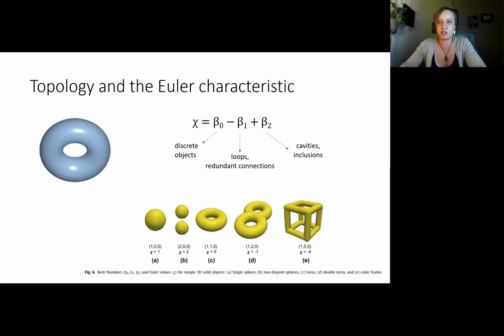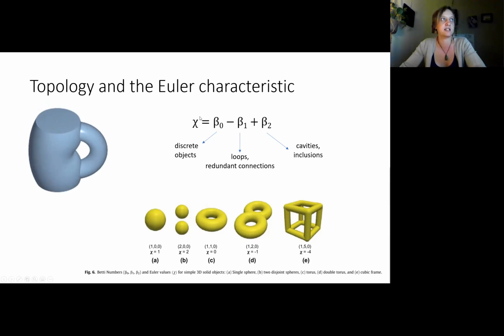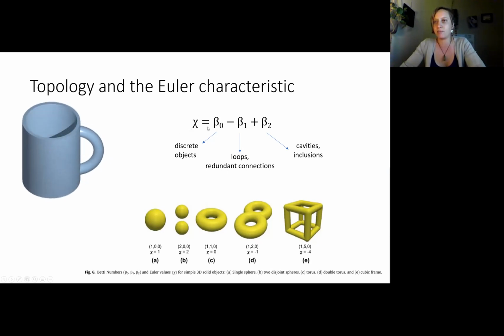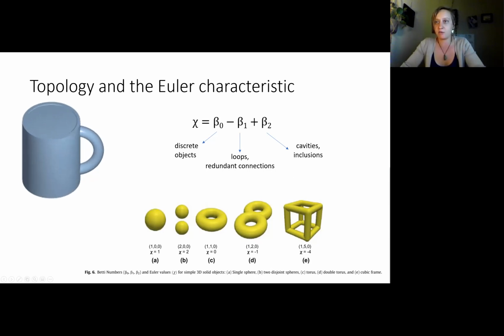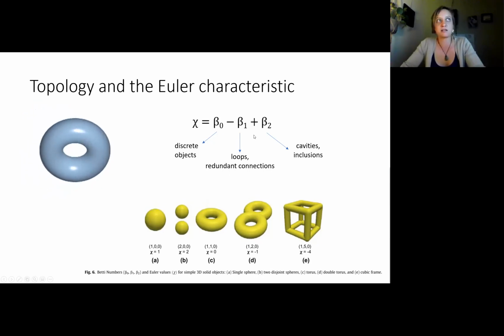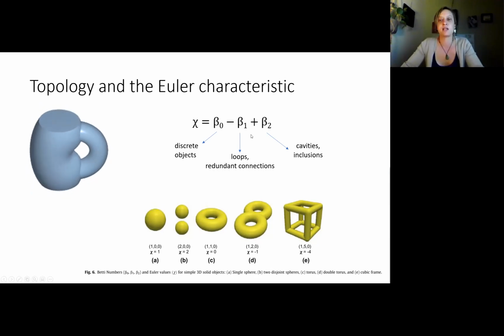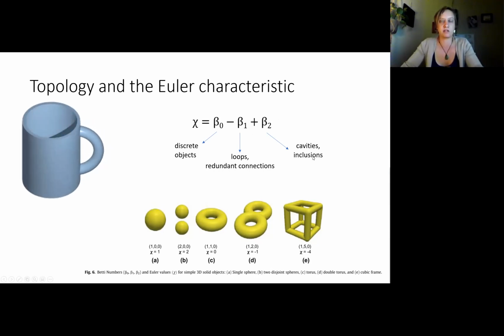Values that are commonly measured include the Euler characteristic. Can you see my pointer on the slide? Okay, so the Euler characteristic is indicated by chi, and the Betti numbers. There are 3 Betti numbers that we're interested in, in 3 dimensions. So Betti 0 is the number of discrete objects. Betti 1 is the number of loops or redundant connections. And Betti 2 is the number of cavities or inclusions within the object that you're looking at.